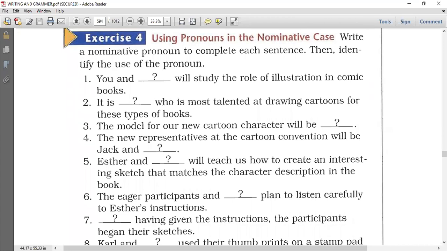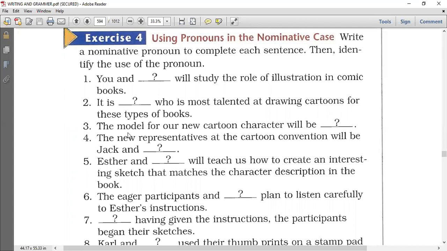You and I? You and I. This is Ali, right? Yes. Thank you, Ali. You and I will, this is a compound subject. So in compound subjects, as we said, we use the nominative pronoun. You and I will study the role of illustration again.